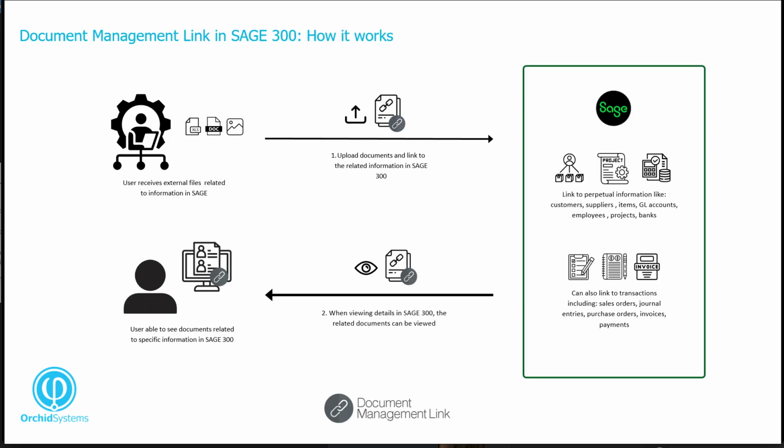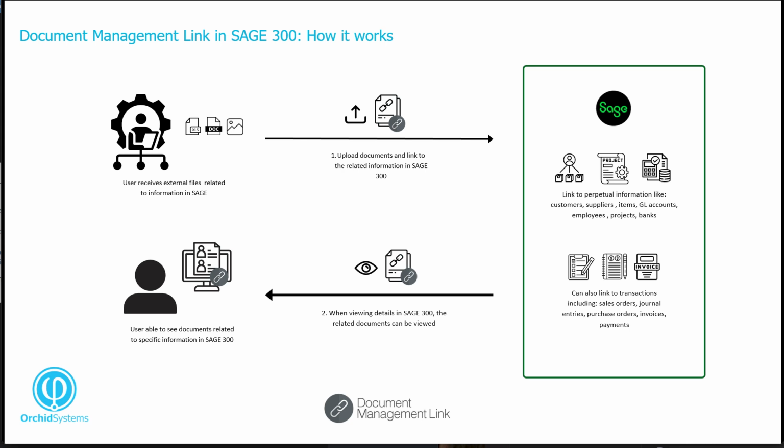First, how does Document Management Link work in Sage 300? A user receives external files related to information that is already or is going to be stored in Sage 300. They can find that record in Sage 300 and upload the document and link it to that relevant information in Sage 300.